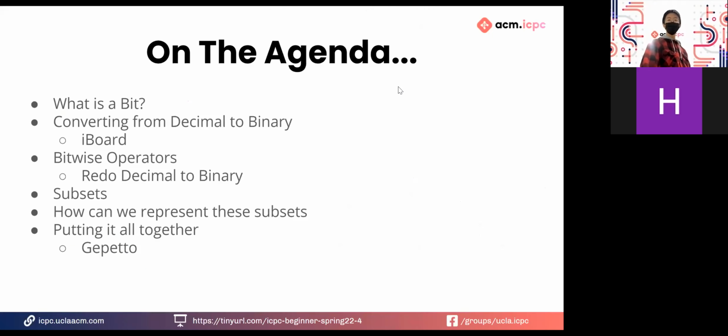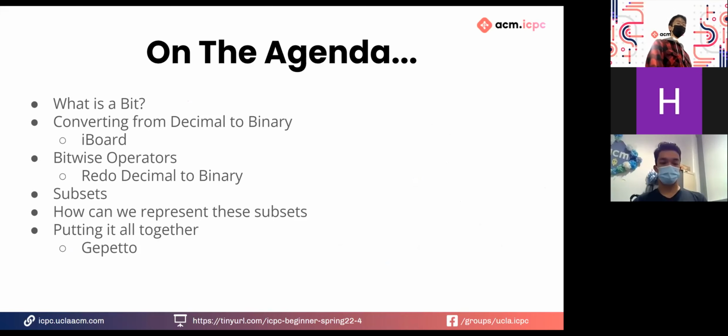All right. So, first off, here's the agenda of today. We're going to talk about bits, binary, and then converting from decimal to binary, and from binary to decimal. I'm going to talk about bitwise operators and then how we can use them to our advantage in competitive programming.